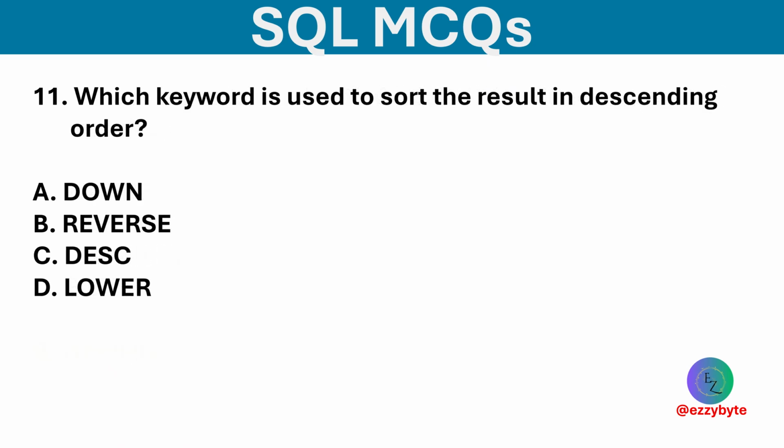Which keyword is used to sort the result in descending order? Options are down, reverse, DESC, and lower. Option C is correct. DESC is used with order by to sort in descending order.